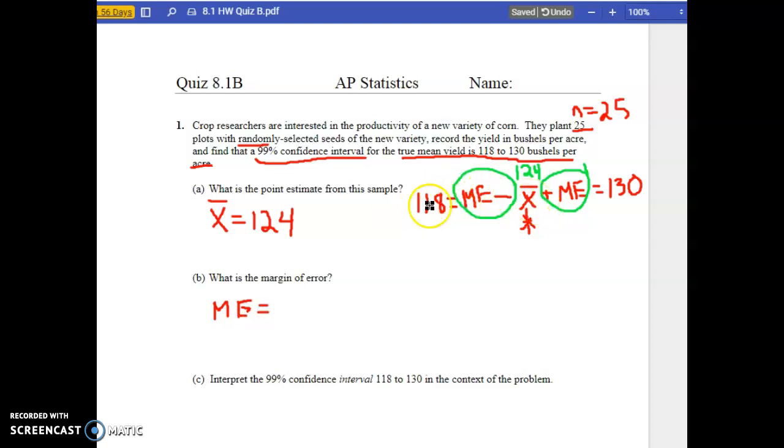Because that's how much was subtracted to get 118, and that's how much was added to the point estimate to get 130. You really don't even need the plus or minus. I'm just showing it. That's where the 118 and the 130 came from.